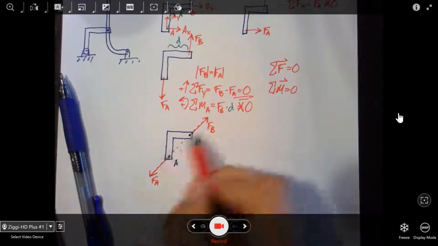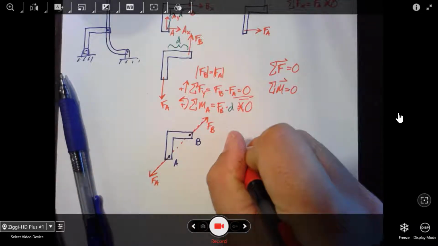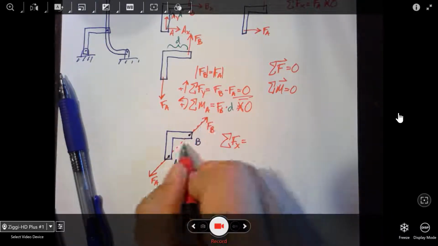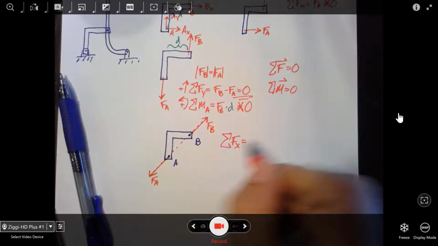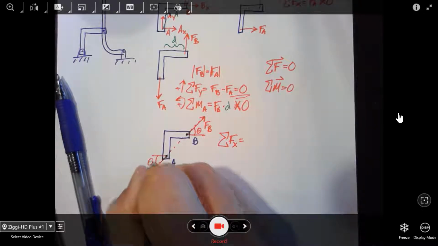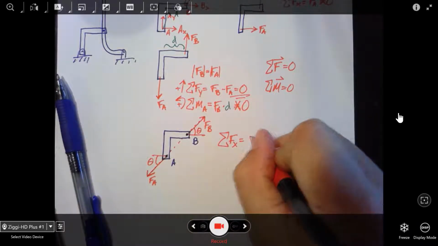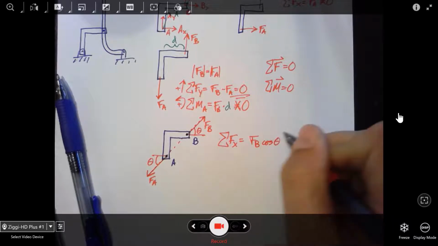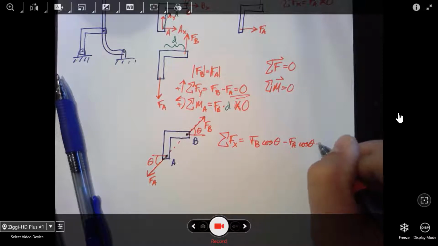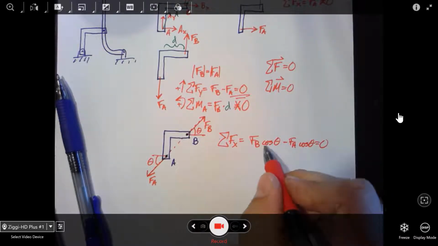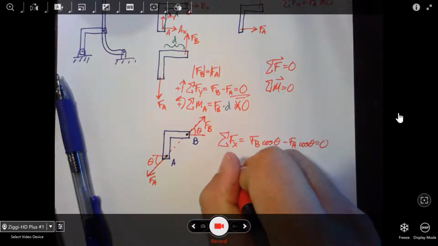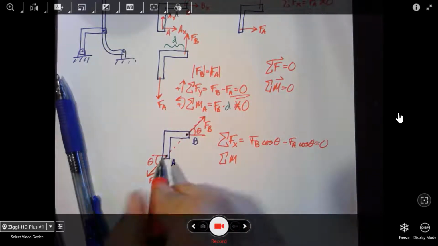And in this case, now if I sum my forces in the X, if these guys are equal, they're going at the same angle, so let's call it theta and theta. So in the sum of F sub X, I'm going to have F sub B cosine theta minus F sub A cosine theta equals 0. Well, indeed, that's true. F sub X would be the same. And if I sum my moments, where should we sum our moments about? Let's sum them about A.